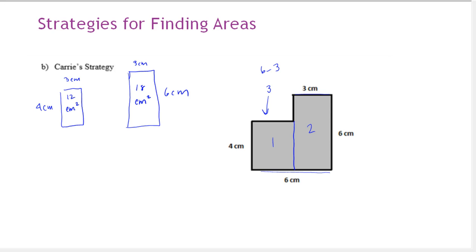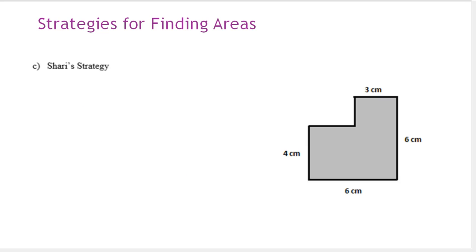So now we can add these pieces together, so the total area, since these aren't overlapping, is the sum of the 2 pieces. So 12 centimeters squared plus 18 centimeters squared equals 30 centimeters squared, which is the result we got before. Okay, so we're going to call Carrie's strategy an adding strategy, because Carrie cut the diagram into rectangles and then summed up the 2 non-overlapping pieces. Let's look at the next one.